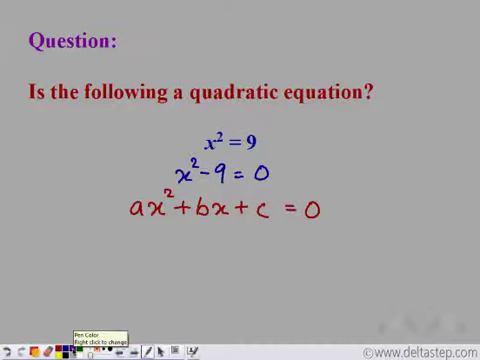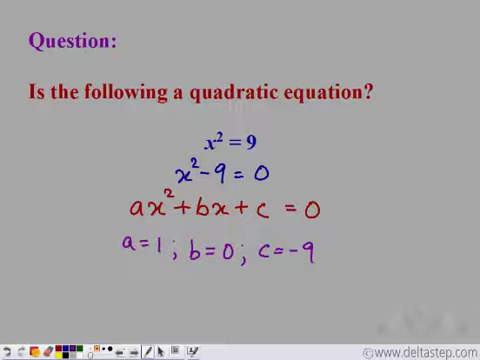Now, in this case, the coefficient of x square is 1. So we can say a is equal to 1. There is no x term. So we can say that the coefficient of x is 0. That is b is equal to 0. The constant term is negative 9. So c is equal to negative 9. And we have a 0 on the RHS.